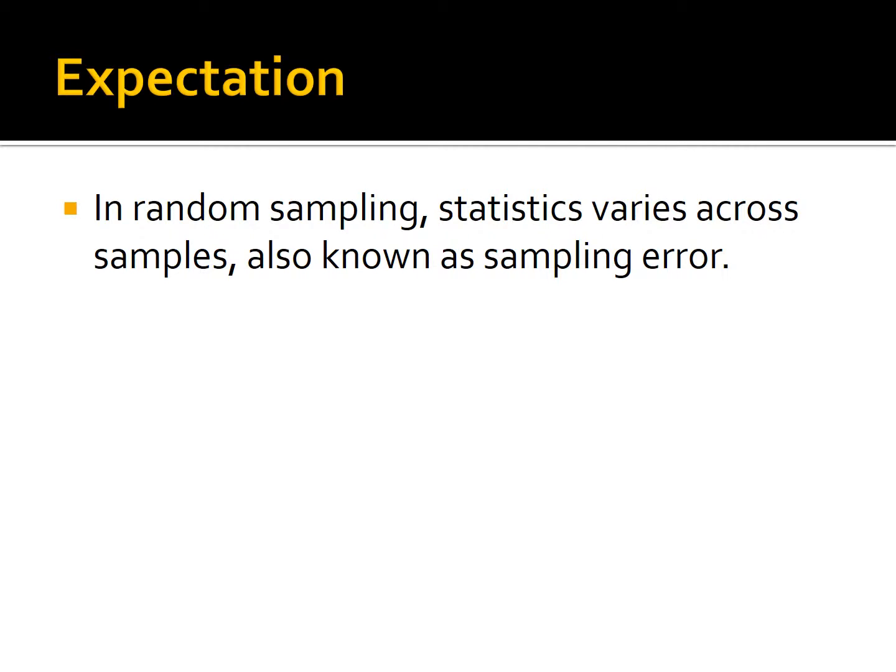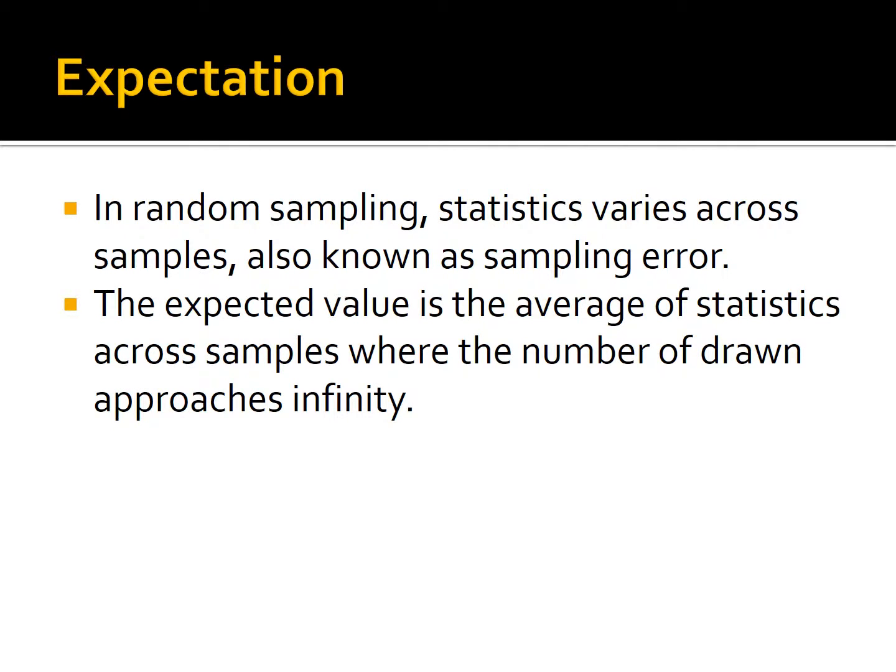So, expectation. In random sampling, we get statistics, and statistics vary across samples, which we know as the sampling error. The expected value is the average of the statistics across samples, where the number of draws approaches infinity. So let's see that.